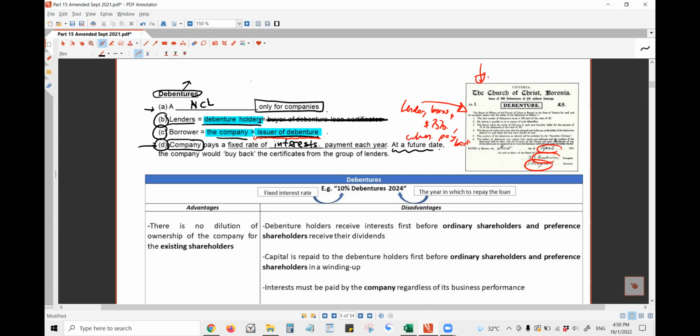So at a future date, the company would buy back the certificates from the group of lenders. This line, remove it. I don't want to confuse you further. Not important for this subject.